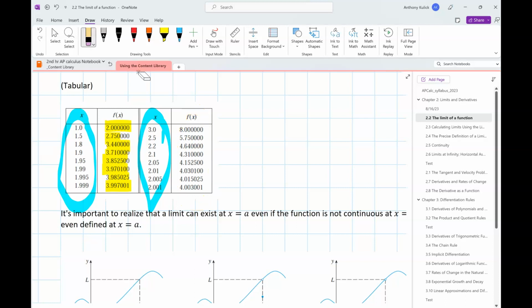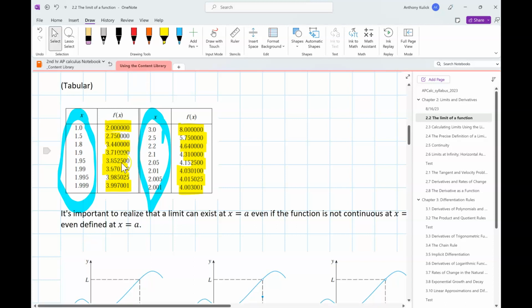If I look from the other side, we see the same thing. We're starting at 8, and then 5.75, and 4.64, 4.31, 4.15, 4.03, 4.01. Again, we're seeing the same behavior from the other side, except instead of increasing up to 4, we're decreasing down to 4. Is everybody okay with how we read the table to determine the limit there? Pretty straightforward, right? Nothing sneaky, nothing tricky.